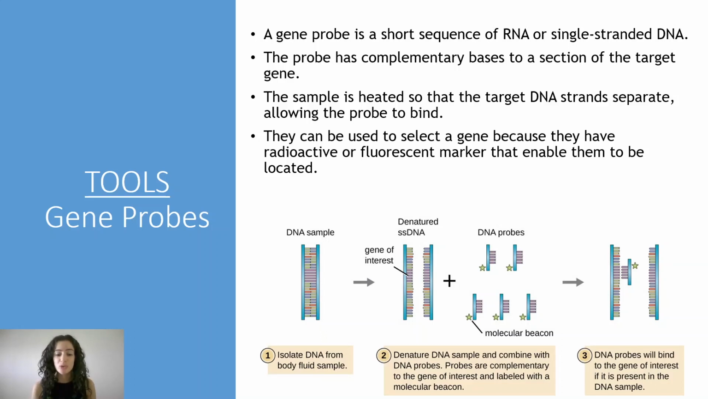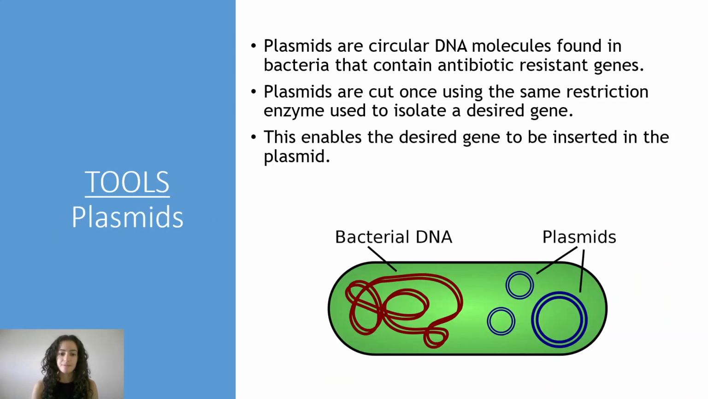A probe is a short sequence of RNA or single-stranded DNA, and it has complementary bases to a section of the target gene. So if we heat up the target DNA, the strands will separate, and then we can add in these probes, and the probe will bind at a specific site because of those complementary bases. Something else that's really useful is that probes are often radioactive or have a fluorescent marker, which then enables them to be located. So probes are used to find and locate a specific section in a target gene.